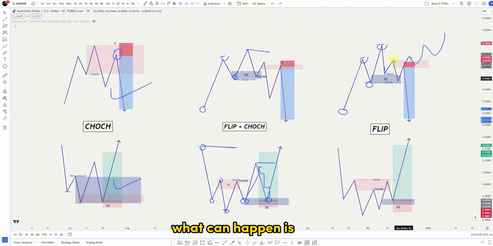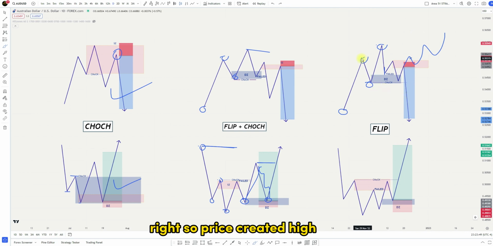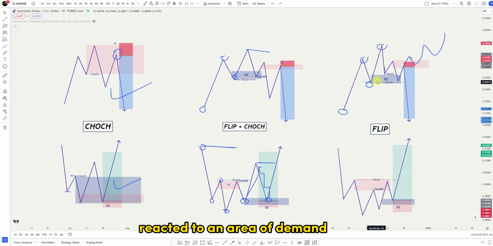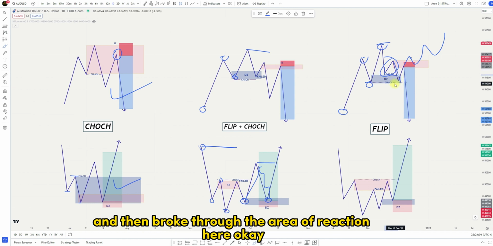What can happen is once the price does this, it can just continue to the upside. Instead of creating a change of character, it can continue to the upside. Price created a higher high, higher low, and then a higher high, and then price came back to a demand zone, reacted to the area of the demand zone to give us a little bit of reaction, did not create a higher high, but then price failed and broke through the area of reaction here.